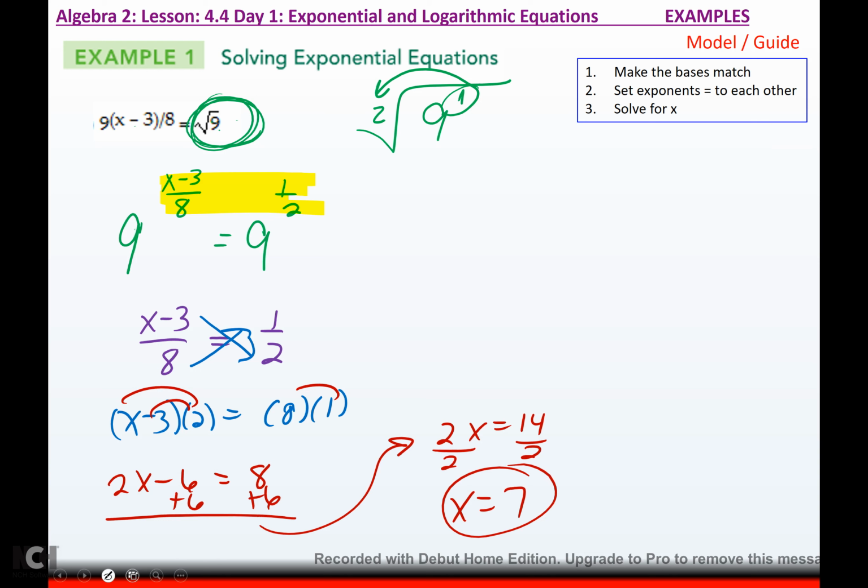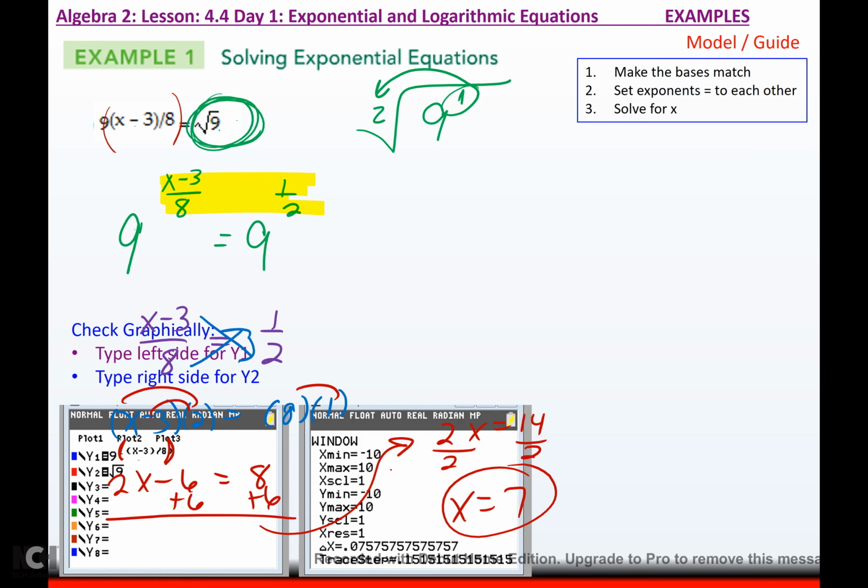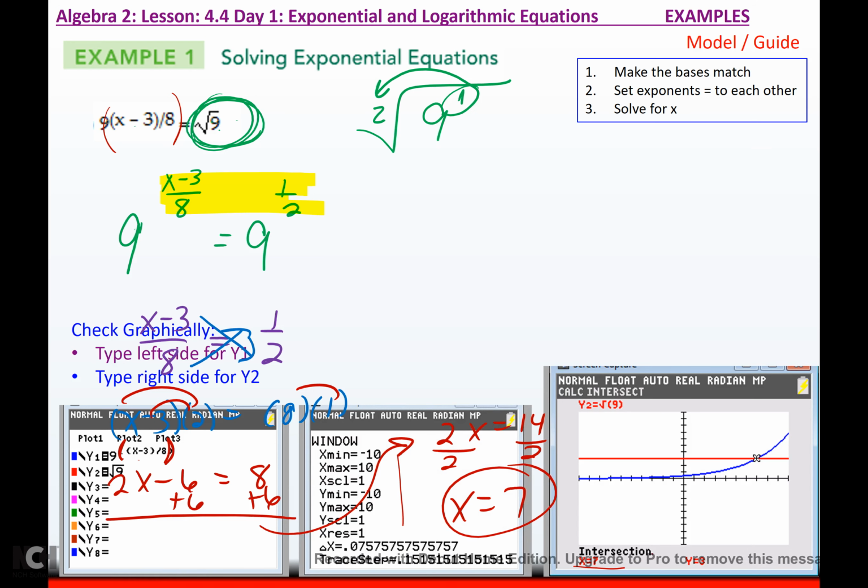Graphically, you see how I typed 9 to the x? Do you see how I had to put my parentheses around the parentheses that were already there? Okay, and y2 I typed in the square root of 9. Set my window to a standard window. Graphed, and they intersect at x equals 7.